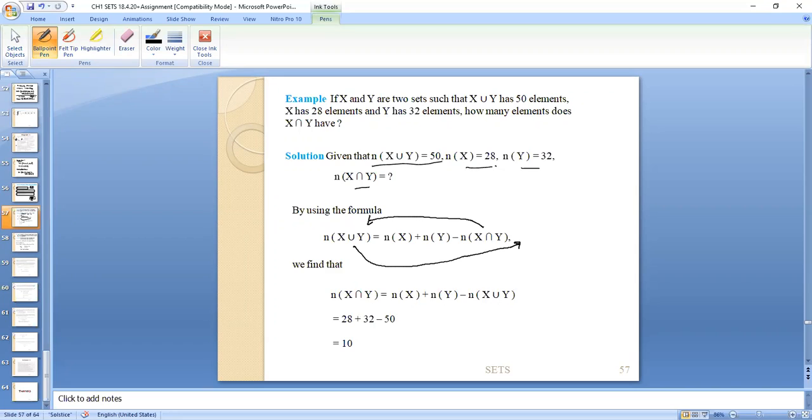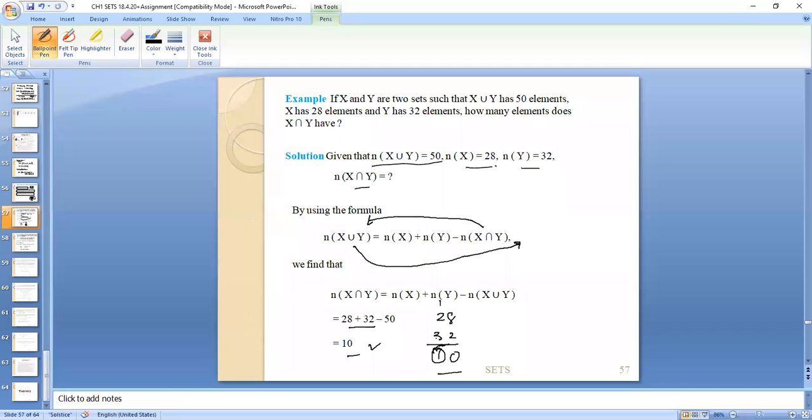Number of elements in X is 28. Number of elements in Y is 32. Number of elements in X union Y is 50. 28 plus 32, so 28 plus 32 is 60. 60 minus 50 will be 10, which is the answer. Right? The question was very simple.